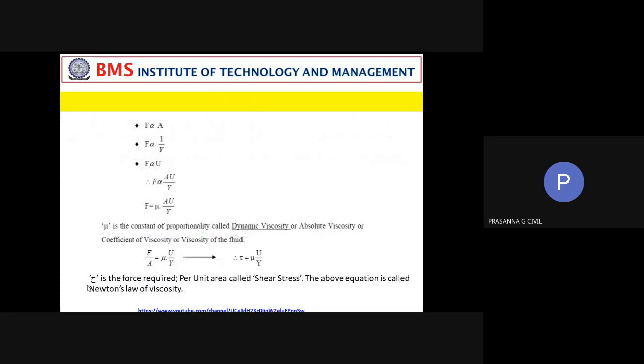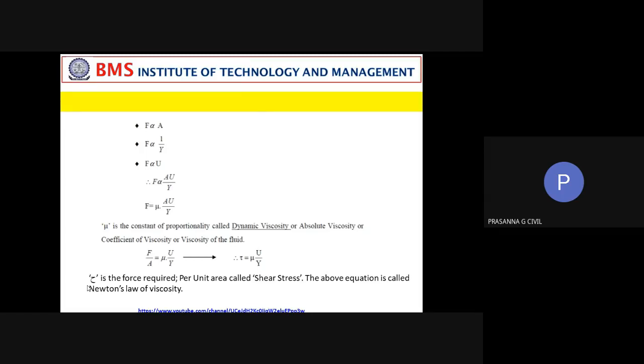So F is directly proportional to the contact area. F is inversely proportional to the distance between the two plates, and F is directly proportional to the velocity. So F is directly proportional to area into velocity divided by y.